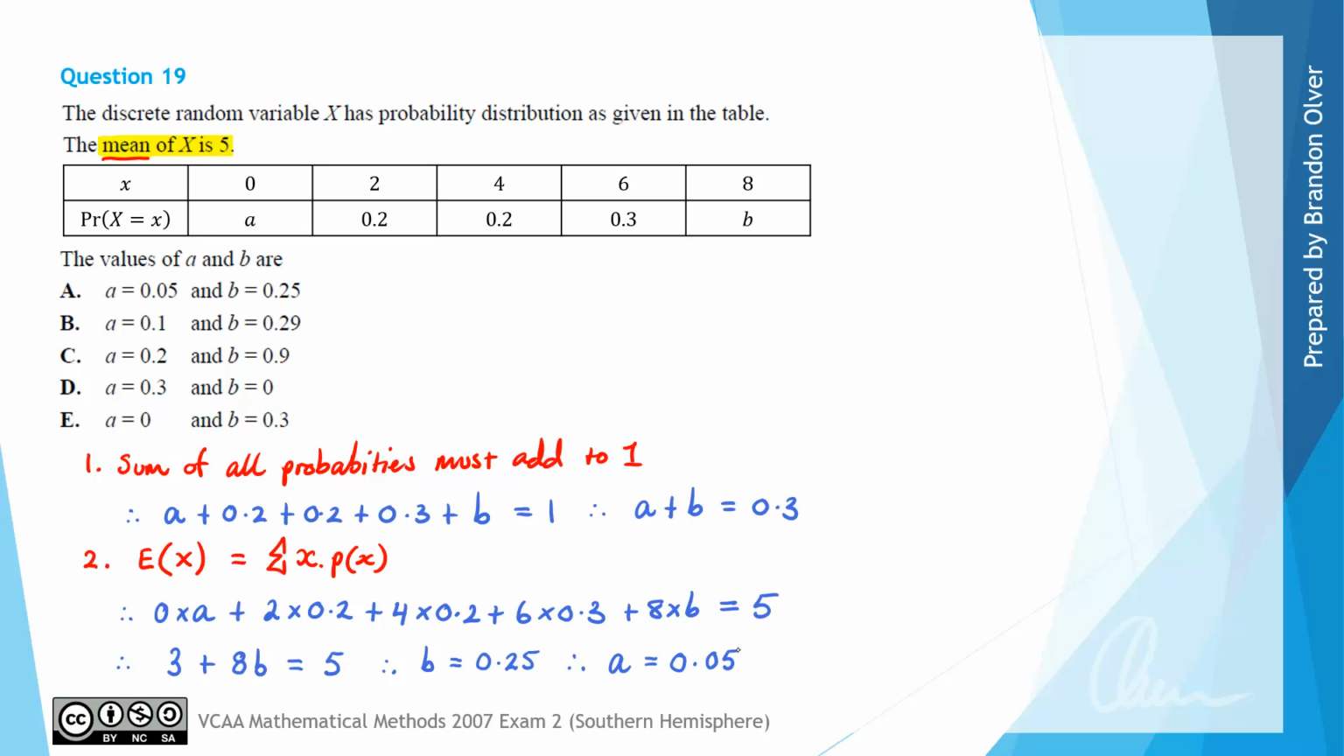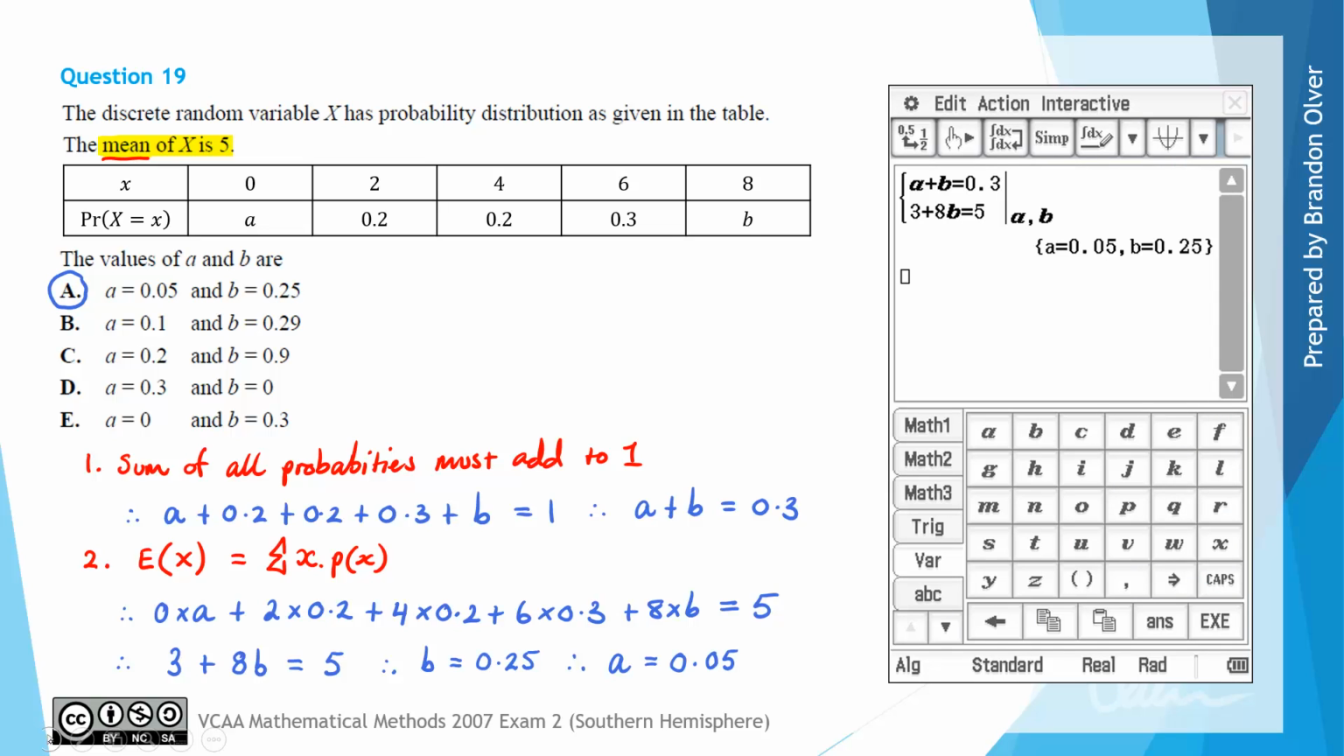So that means that the correct answer for this question is A. Back at the start I said that the calculator could be used, and that's where you could type in those two equations, either in the simplified form or in those initial forms that I've written there, and solve them simultaneously, and it gives a is 0.05 and b is 0.25 as required.